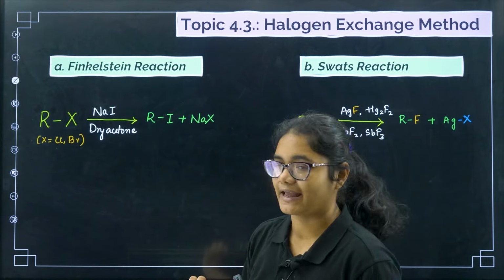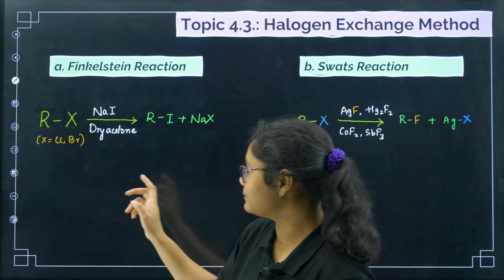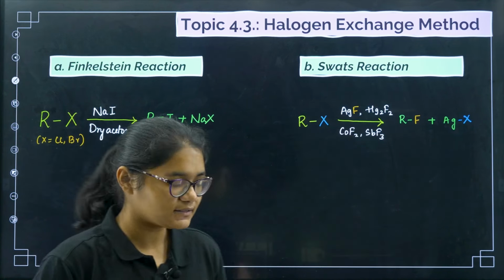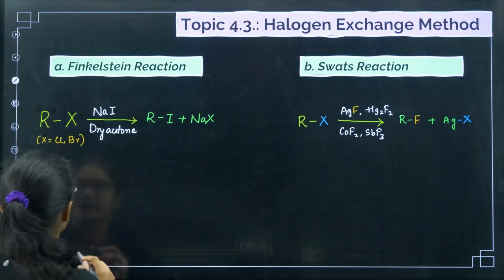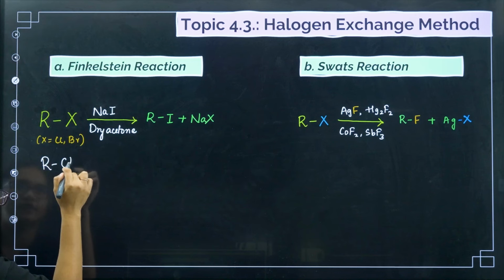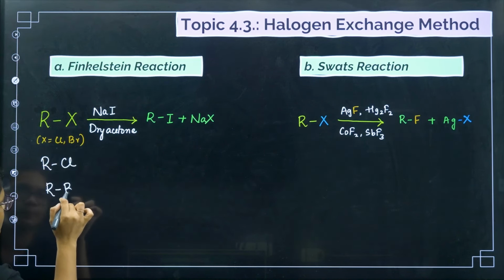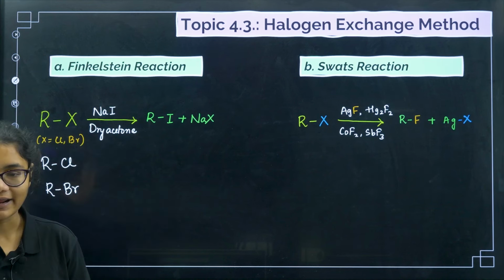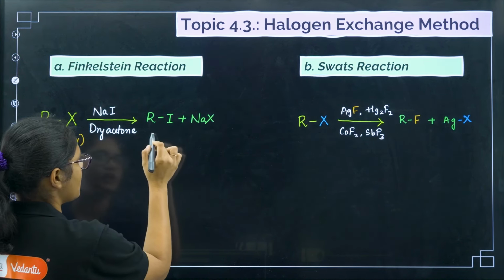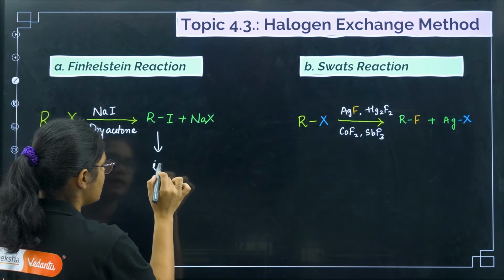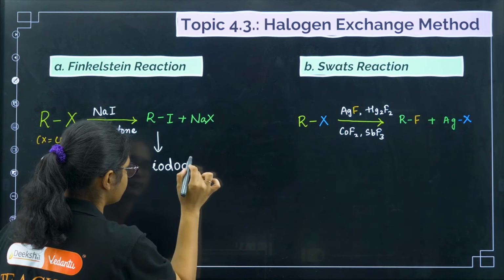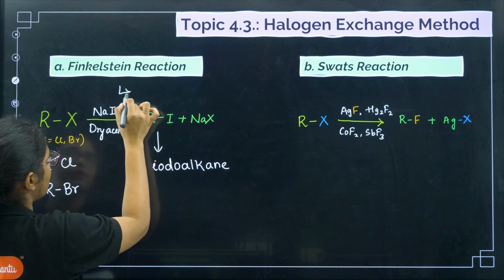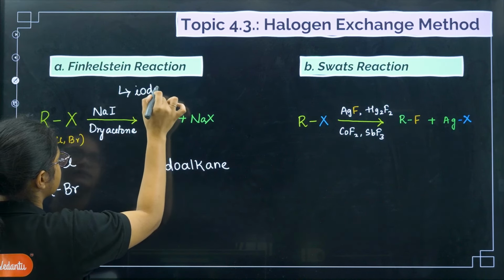First one is Finkelstein reaction. In Finkelstein reaction what happens? You take RX, where X can be chlorine or bromine. That means you can have RCl or you can have RBr. Now you have to take it in presence of NaI, dry acetone. So this one will give you RI. So we can get iodoalkane. So Finkelstein reaction is for what? To produce iodoalkanes.